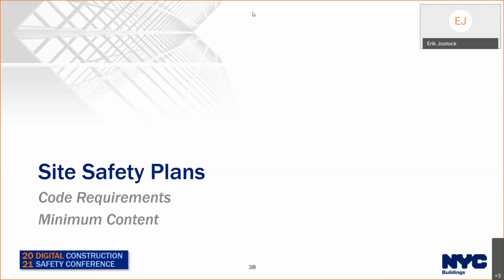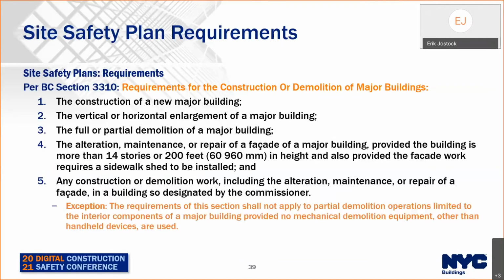Hello, everyone. So this is Site Safety Plans Code Requirements Minimum Content. Site Safety Plan Requirements per BC Section 3310, requirements for construction or demolition of major buildings. So you will need a site safety plan for the construction of a new major building, the vertical or horizontal enlargement of a major building, the full or partial demolition of a major building, alteration, maintenance, or repair of a facade of a major building, provided the building is more than 14 stories or 200 feet in height, and also provided the facade work requires a sidewalk shed to be installed.